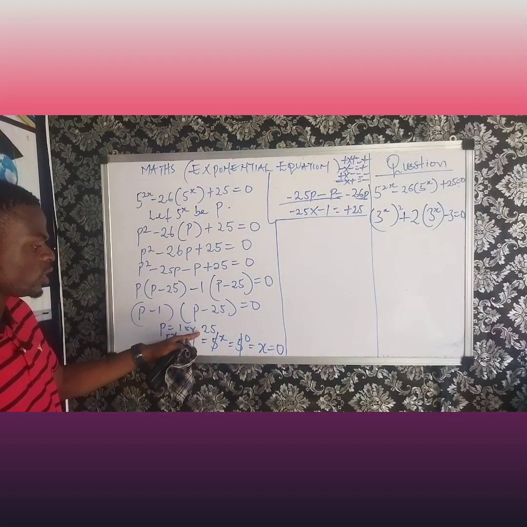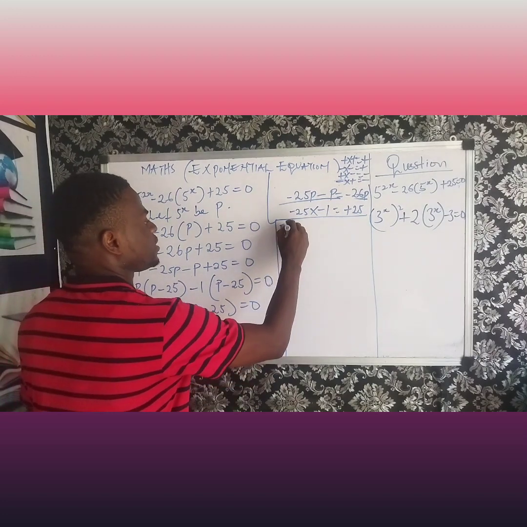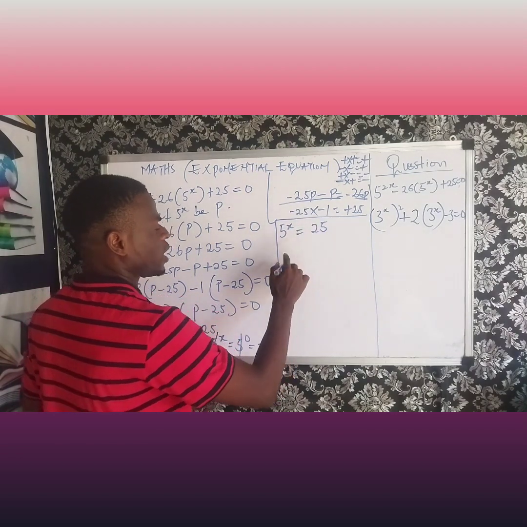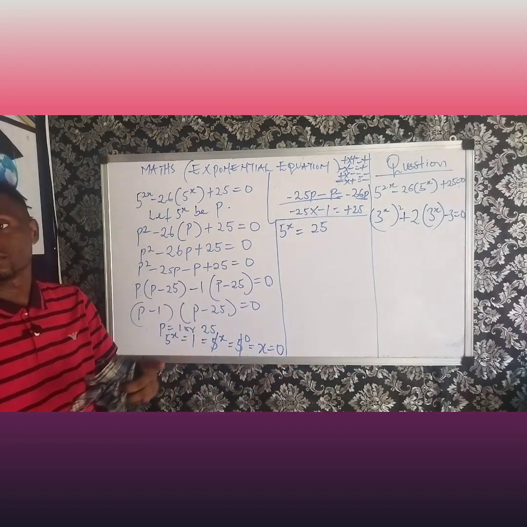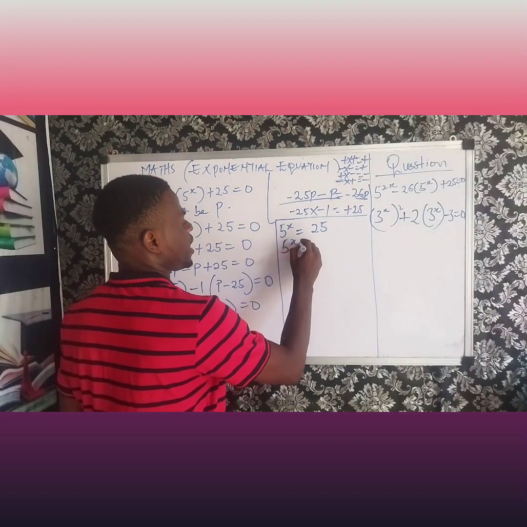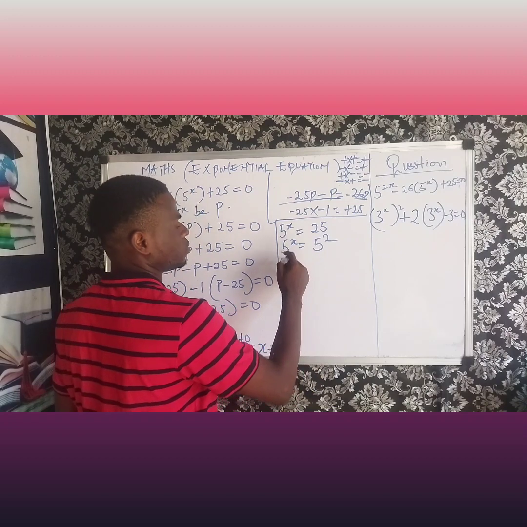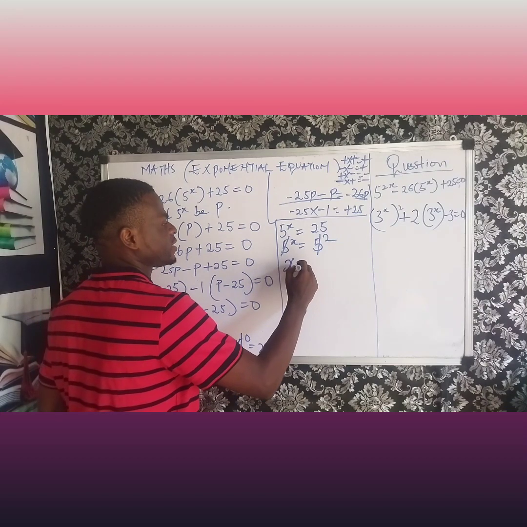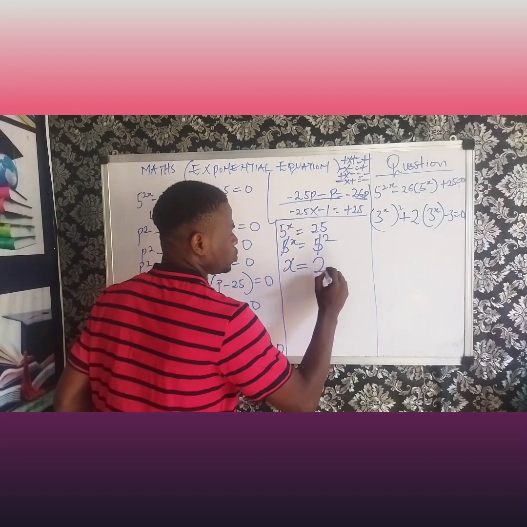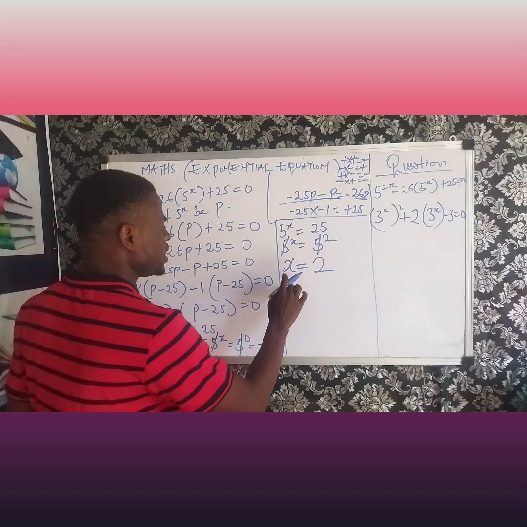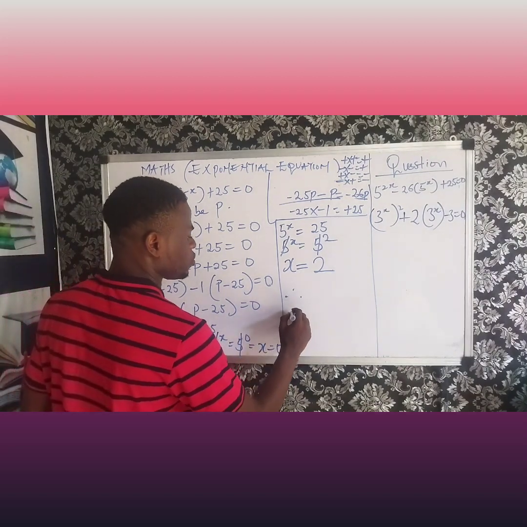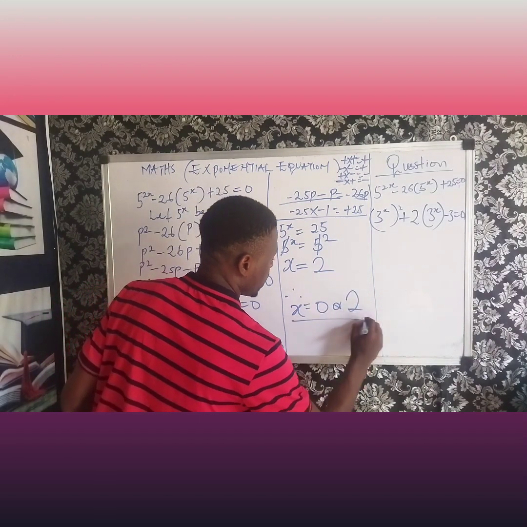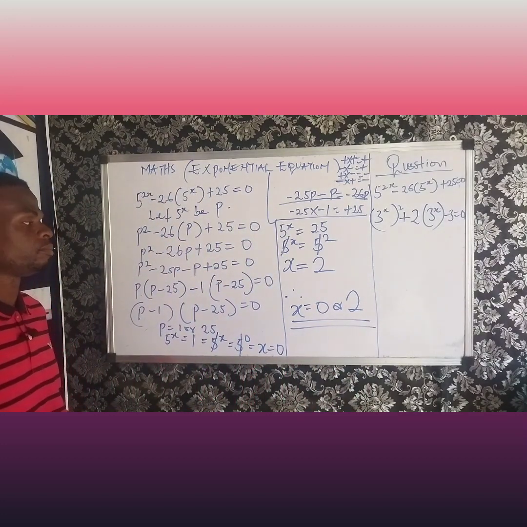So the second aspect is 25. Like I said, our 5x, we have done this one, which is for 1 here. We now come to 25. I tell you, we're going to bring it in the same base of 5. So we now have 5 power x equal to 5 power 2. Are you getting me now? So divide it, 5 divided by 5. You now have x equal to 2. Therefore, our answer is x equal to 0 or 2. That's the first answer for the question.